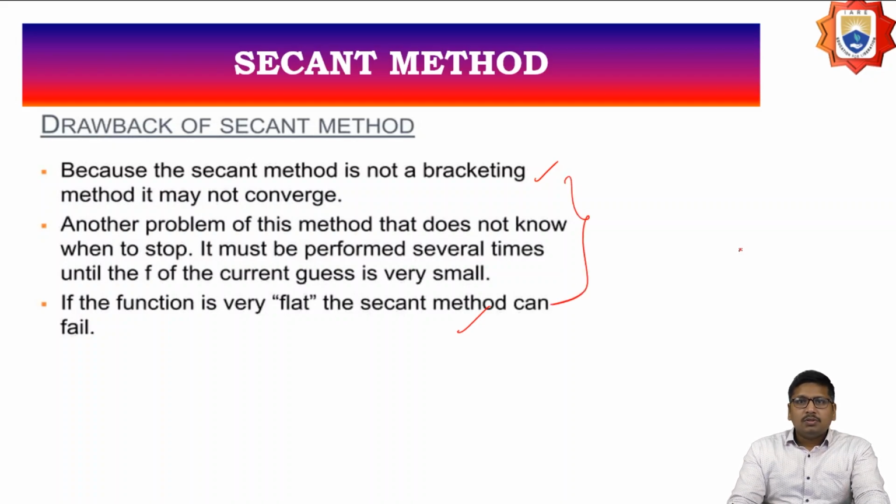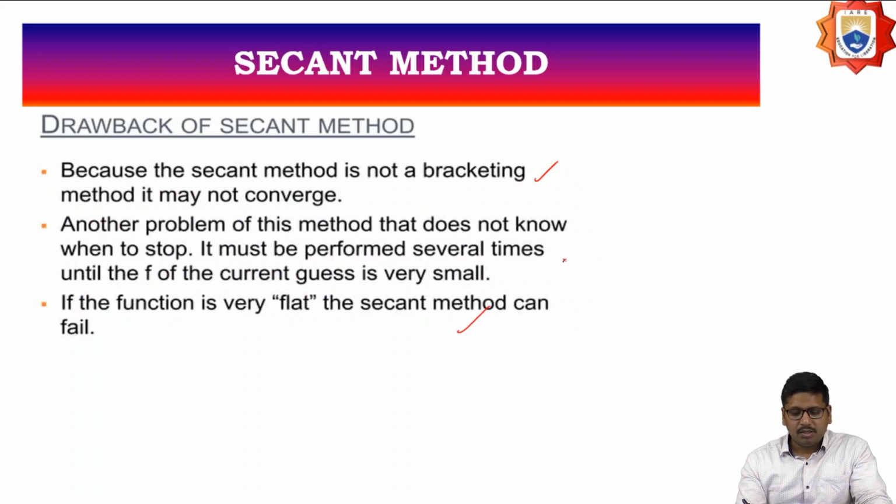So the drawback of this method is that because the secant method is not a bracketing method, it may not converge, and the problem of this method is that it does not know when to stop, and it must be performed several times until the current guess is very small. And if the function is very flat, then the secant method can fail.